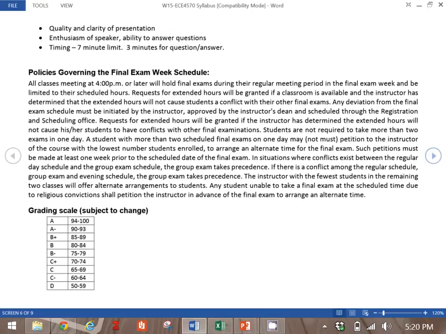The rest of the stuff you can read on your own. The grading scale is on here. The reason it says subject to change is that at the end of the semester, sometimes I bump up grades based on a curve. If you're borderline between one grade or the other, I'll sometimes bump up a grade. Okay.